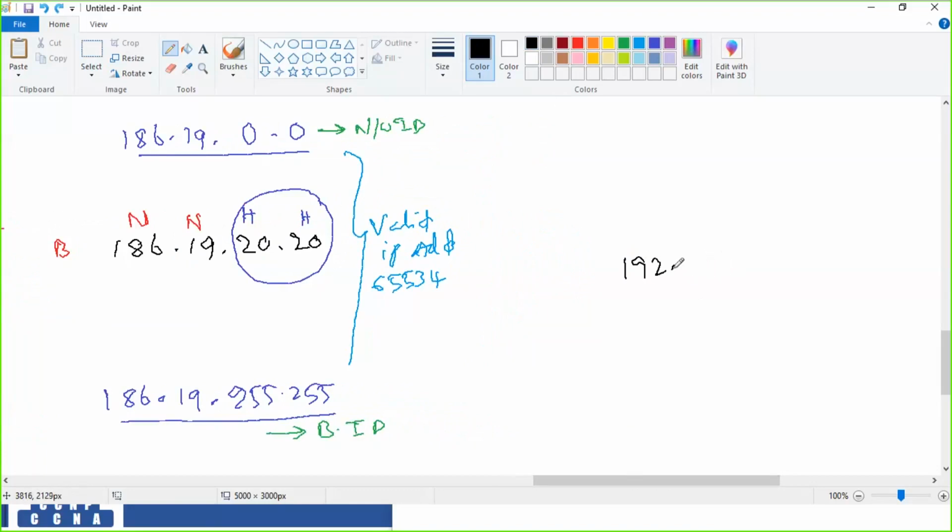192.168.9.10, network ID please. 192.168.9.0. No, 9.0. Why? Because class C has three network octets. So class C has the first three octets as network and the last as host, so make the host portion 0. So the network ID is 192.168.9.0. What about the broadcast ID?